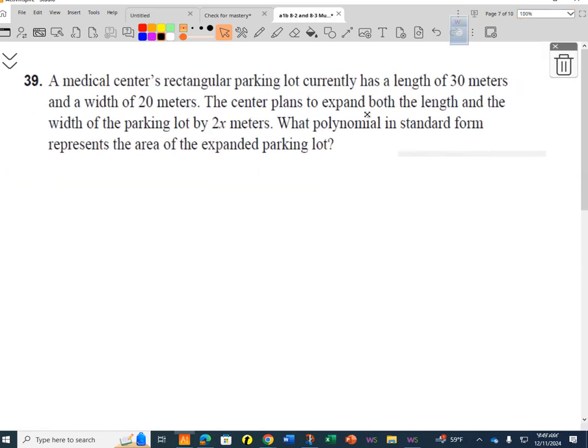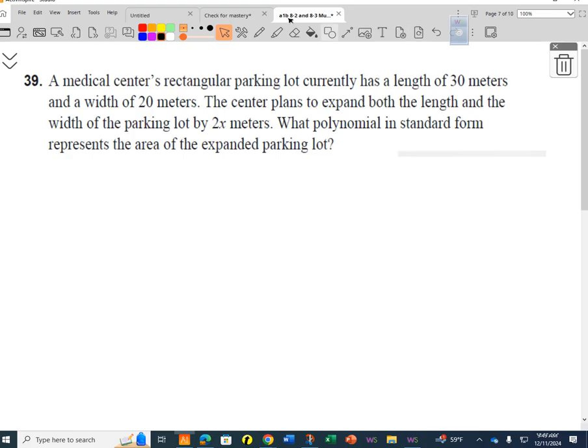All right, so number 39 you have on your paper. If those words aren't quite big enough, you have this on your paper. This is a medical center's rectangular parking lot, currently has a length of 30 meters and a width of 20 meters. The center plans to expand, that means make it bigger, right? Both the length and the width of the parking lot by 2x meters. What polynomial in standard form represents the area of the expanded parking lot?